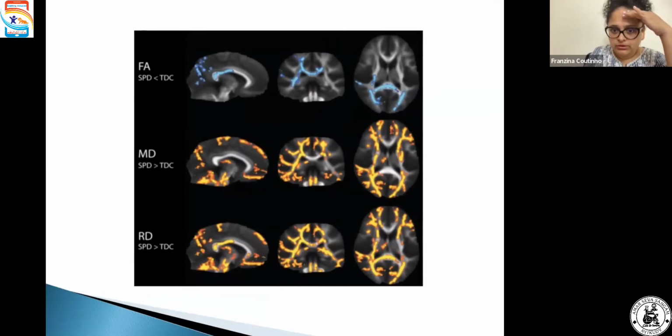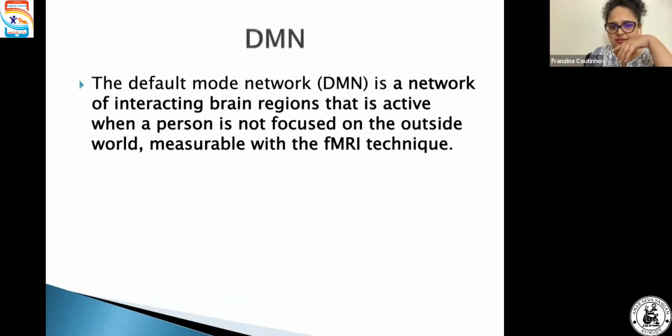Okay. So can you see the activation? This is an fMRI, the functional MRI, which is basically when they're doing a task and the MRI is on. This is the only way to see which parts of the brain are getting active.